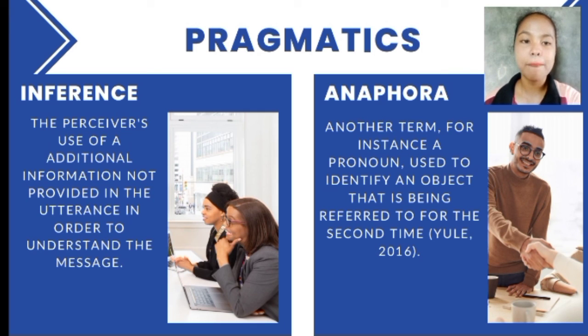And another example is, Roy is playing basketball. His mother bought the water. The anaphora used is Roy and his, because a noun is replaced by the pronoun his.